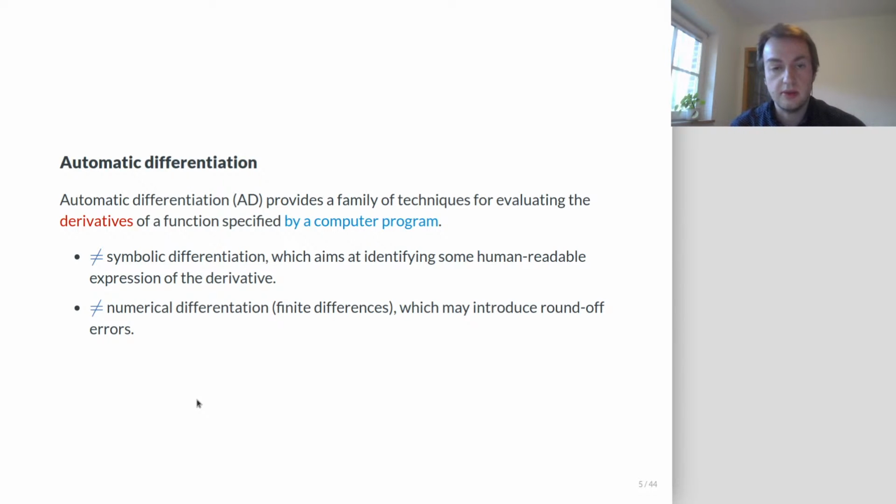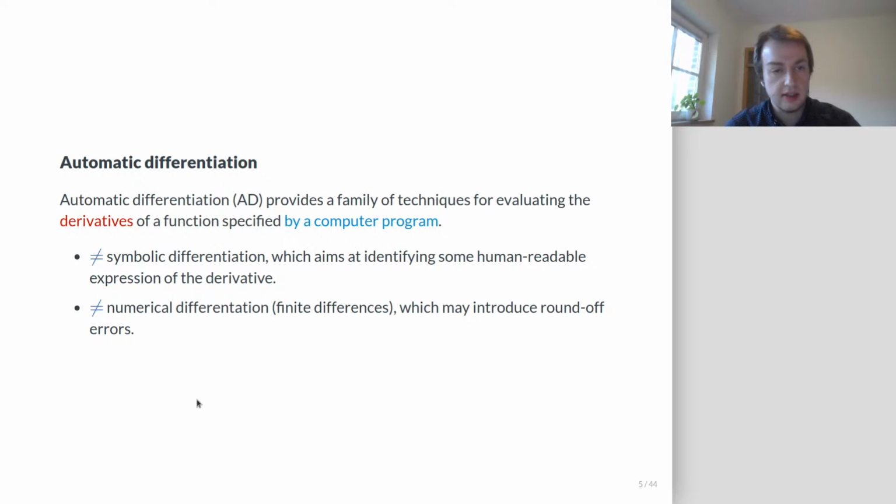So the family of algorithms that we'll see today together is called automatic differentiation, or AD. AD provides basically a family of techniques for evaluating the derivatives of a function when this function is specified by a computer program. It's not specified by an equation, it's specified or implemented by a computer program. And what we want is to take automatically the derivative of this computer program.